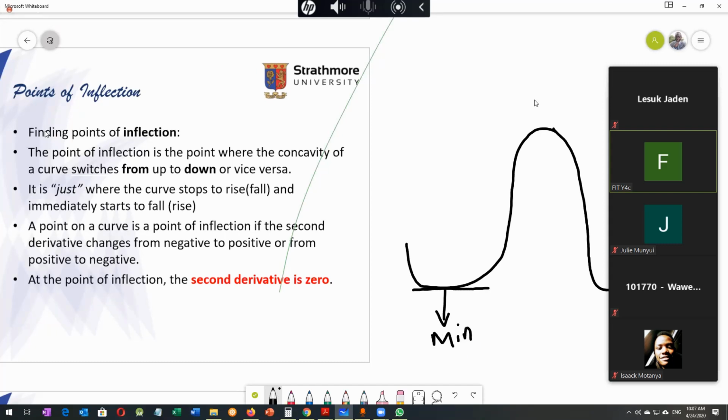Let me get a different pen. Then there's a maximum point here. Okay, there's a maximum point here. But now the point of inflection is somewhere here, where the curve, so you see from the minima, the curve starts rising. Then after it hits a maxima, it starts falling immediately.